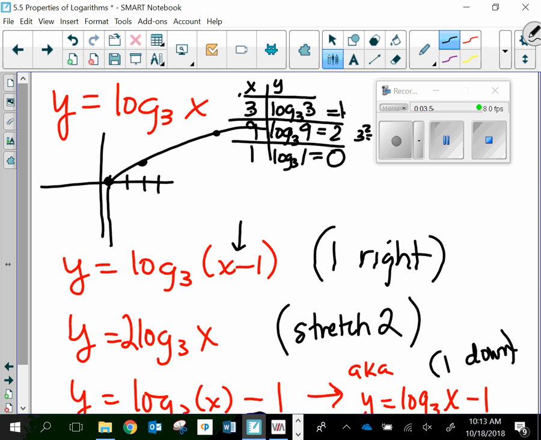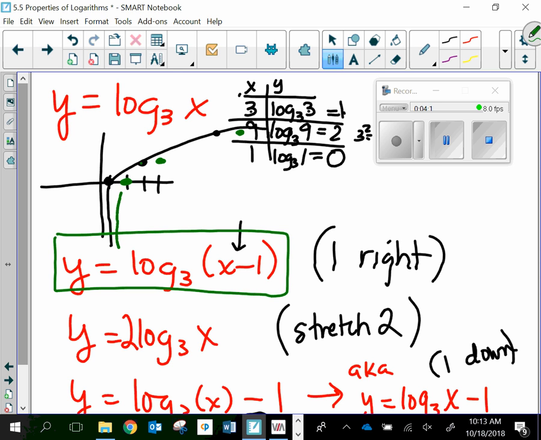Okay, so now we're going to take this. I'll just color code them. Right here, we're going to take this and move it 1 to the right. So this is going to move to the right. This is going to move to the right. This is going to move to the right. Now we have a new equation. So you've got to check ordered pairs. If you use your calculator, you're not using your transformation properties.